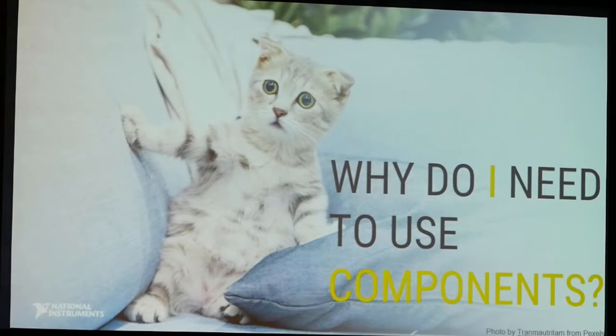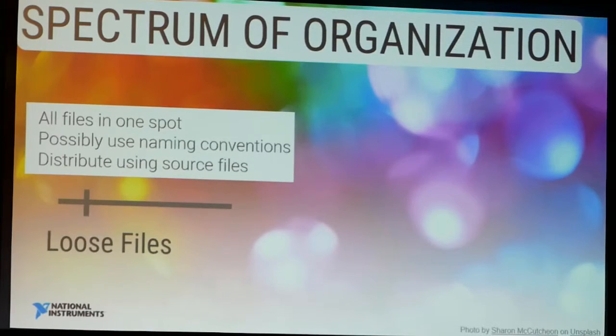If you've ever seen my other presentation on interfaces or traits, I love to create spectrums of things. So this time I created my spectrum of code organization. On the far left, we have loose files. And this is actually perfectly appropriate in a lot of situations. Like I said, you just want a VI, take a measurement, no big deal. All the files are in a spot. You maybe have some naming conventions that make sense to you. You distribute using source files. Hey, here's this VI, go do this, it works. Great. And a lot of times, that's good enough.